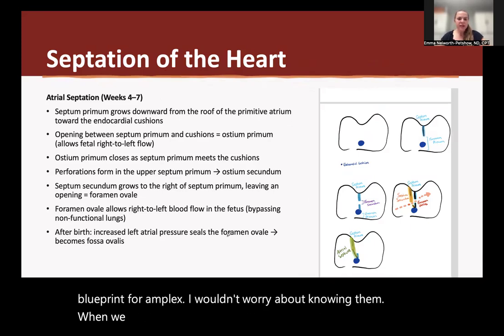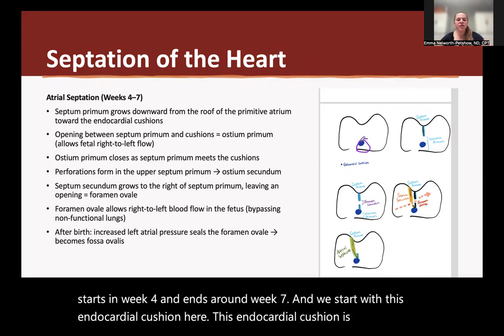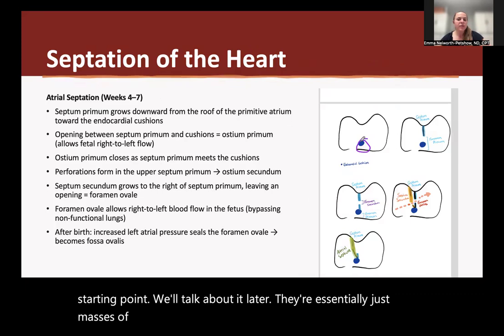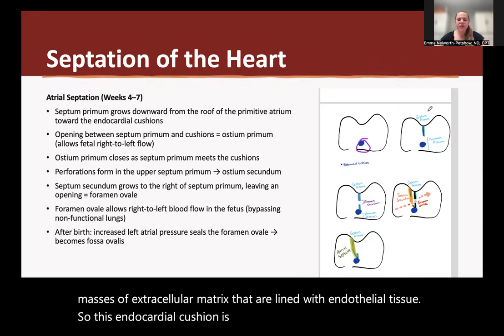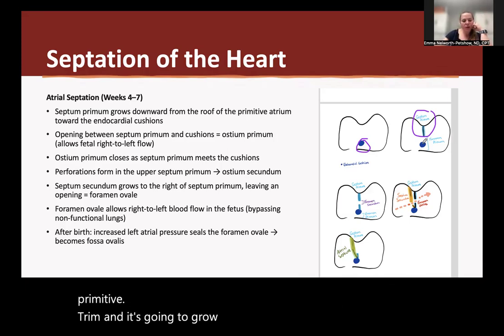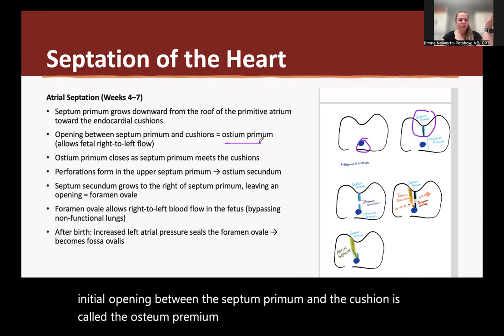When we think about septation, the separation of the two atria, it starts in week 4 and ends around week 7. We start with this endocardial cushion, which is kind of a starting point. We'll talk about it later. They're essentially just masses of extracellular matrix that are lined with endothelial tissue. First we see the septum primum grow down from the roof of the primitive atrium toward the endocardial cushion. The initial opening between the septum primum and the cushion is called the ostium primum, and this allows for right to left blood flow.